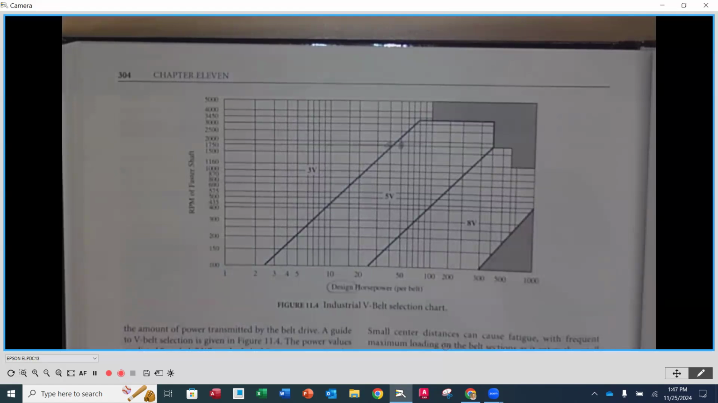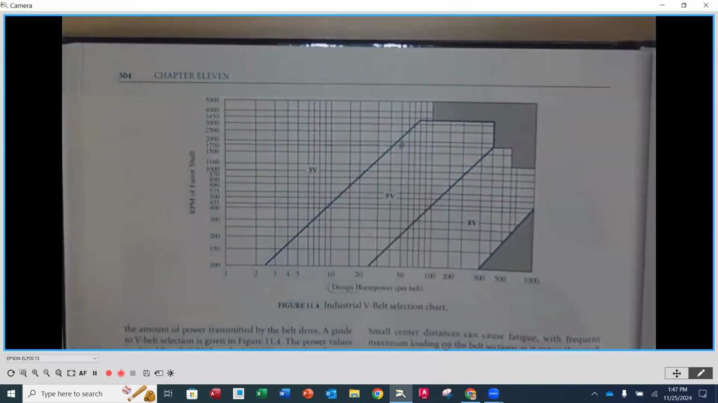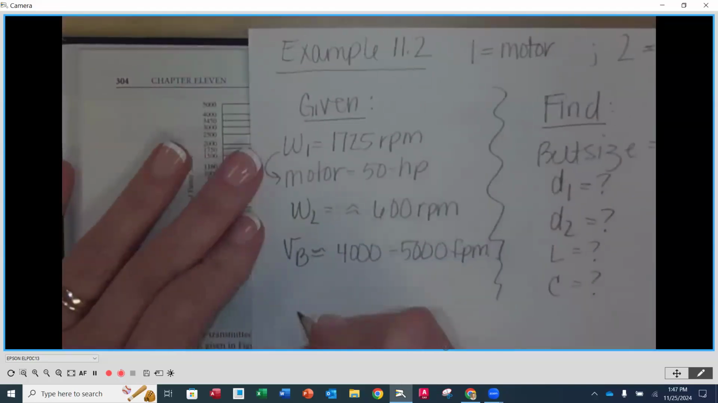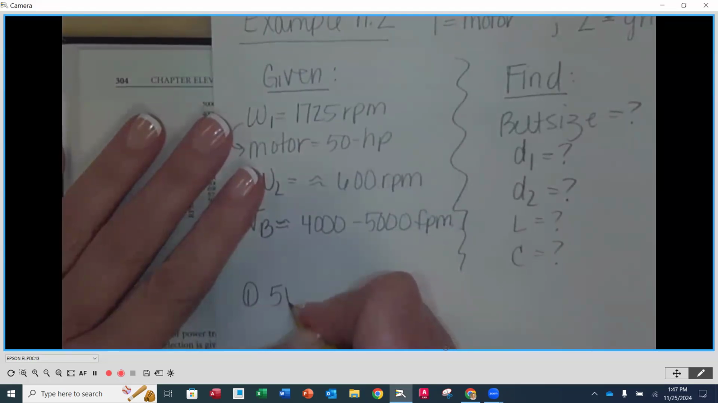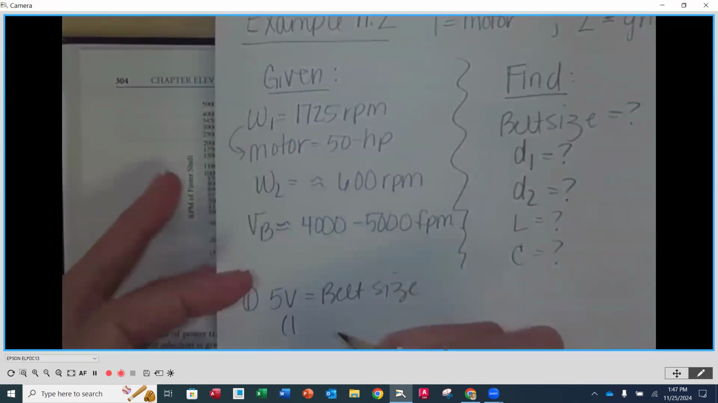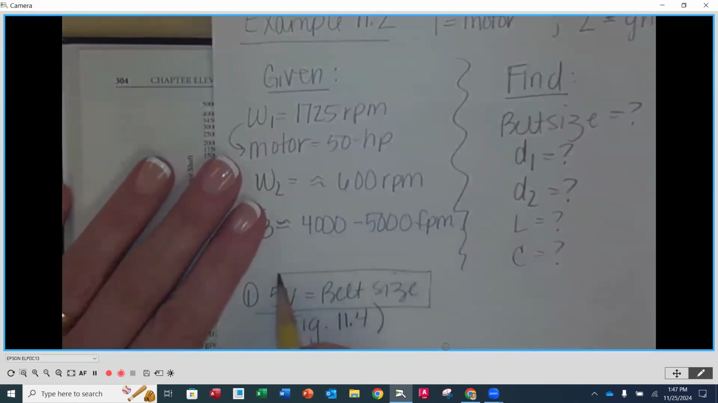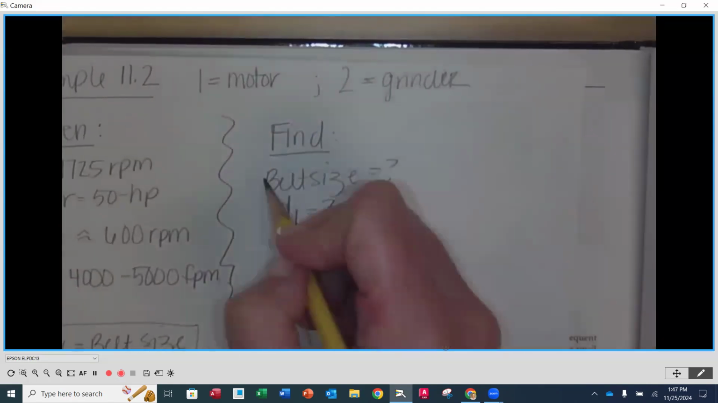That's being a more conservative designer. You don't want to push that envelope, because that means you could have premature failures or excessive vibration or things like that. So always be on the more conservative side. But we are at the beginning of the 5V, so 5V is going to be our belt size. Step number one is 5V equals the belt size, and that's from figure 11.4. So this is one of the things that we were looking for, 5V, so that would be done, right?